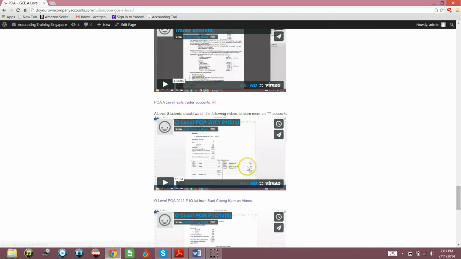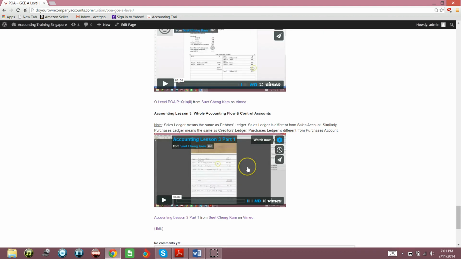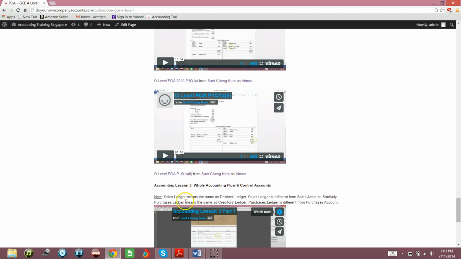Regarding the previous lesson, there is one thing I have not made clear. Sales ledger means the same as debtors ledger. Sales ledger and debtors ledger are the same, but sales ledger and sales account are totally different things. Purchasers ledger means exactly the same as creditors ledger, but purchasers ledger and purchasers account are totally different things.